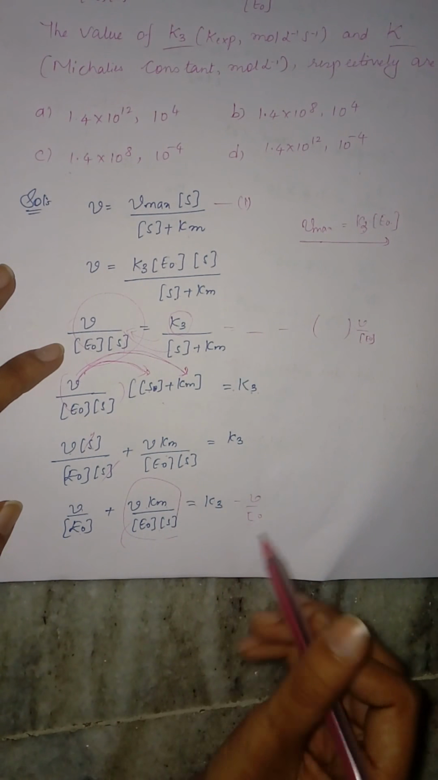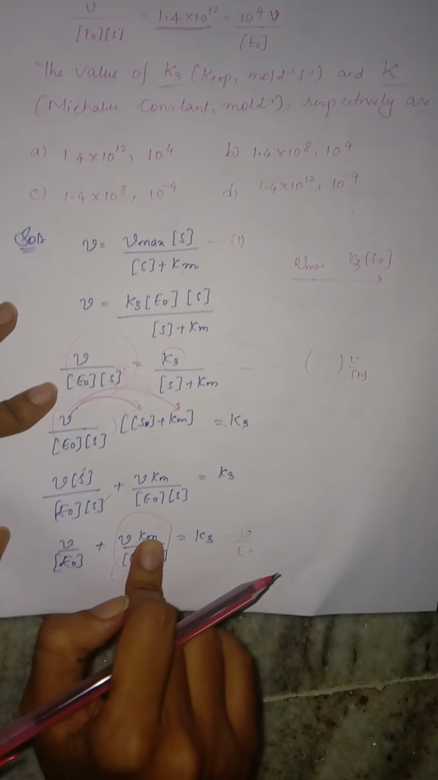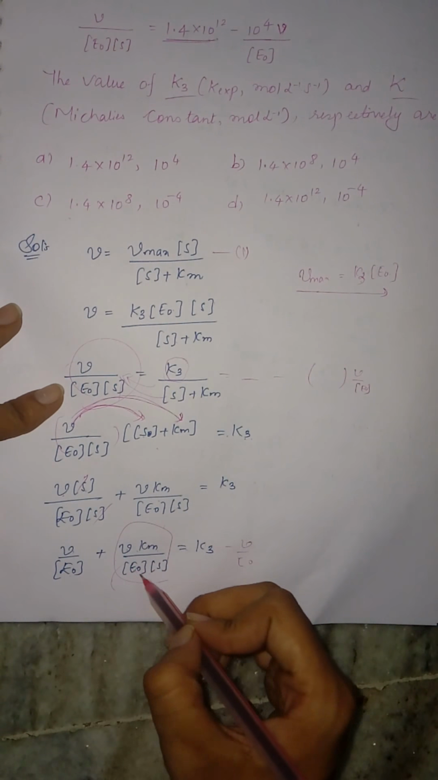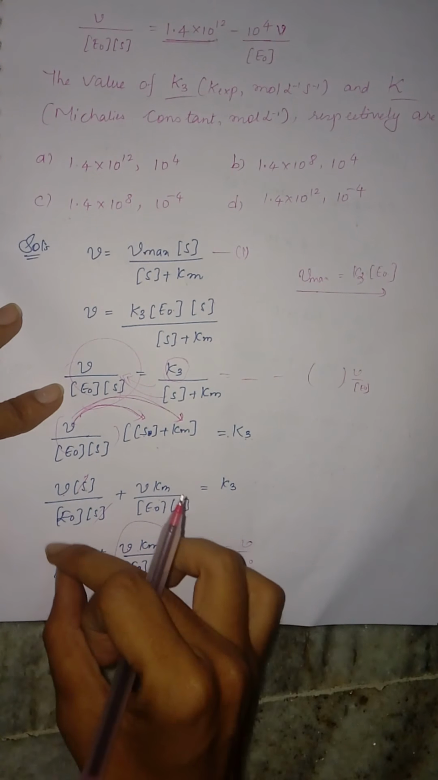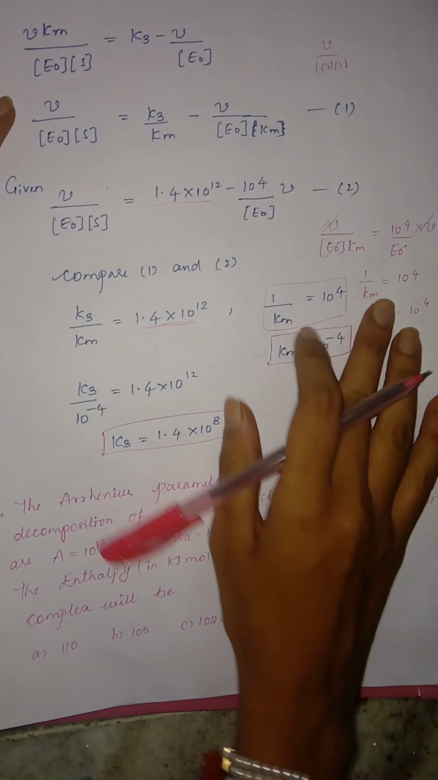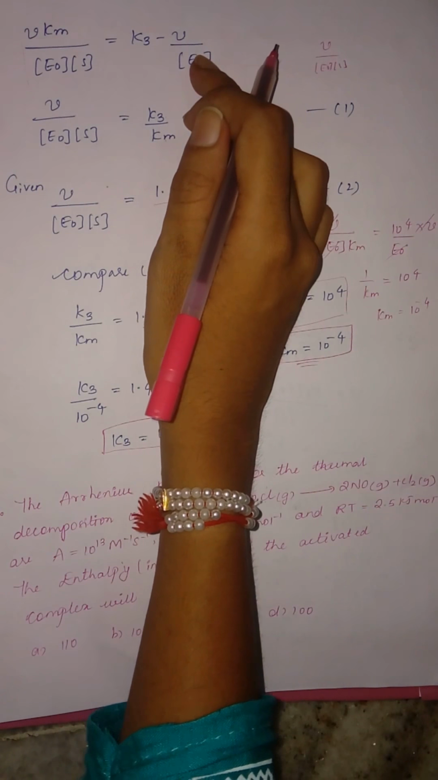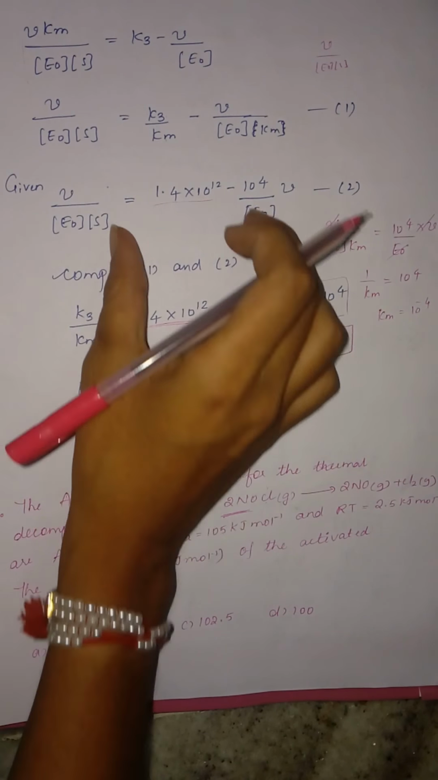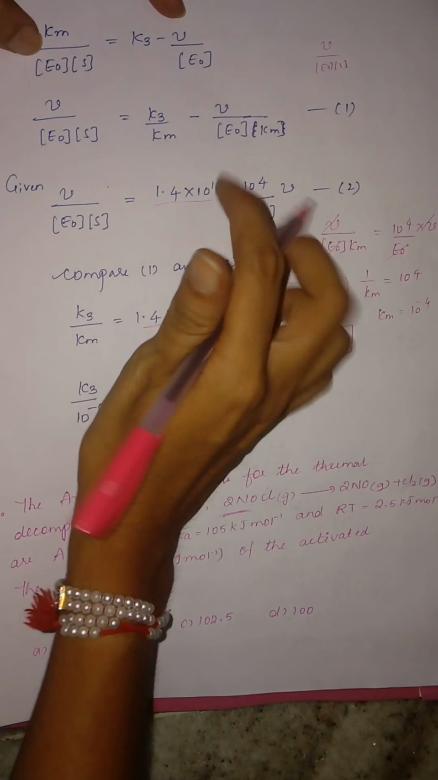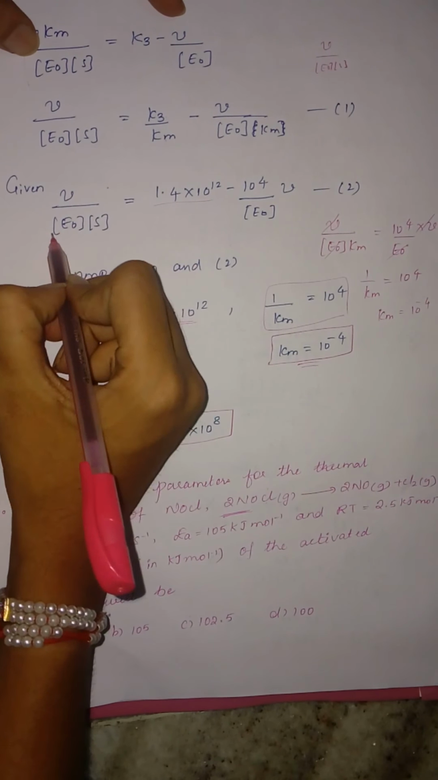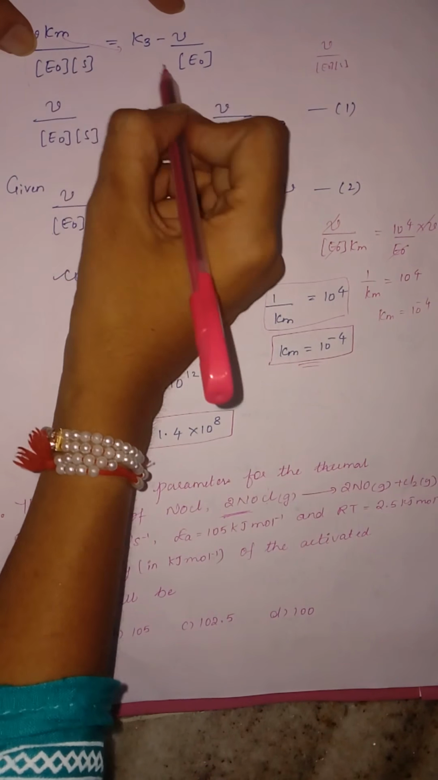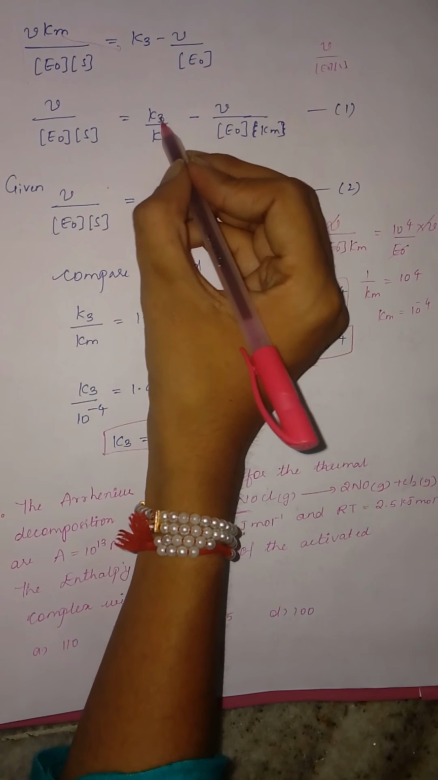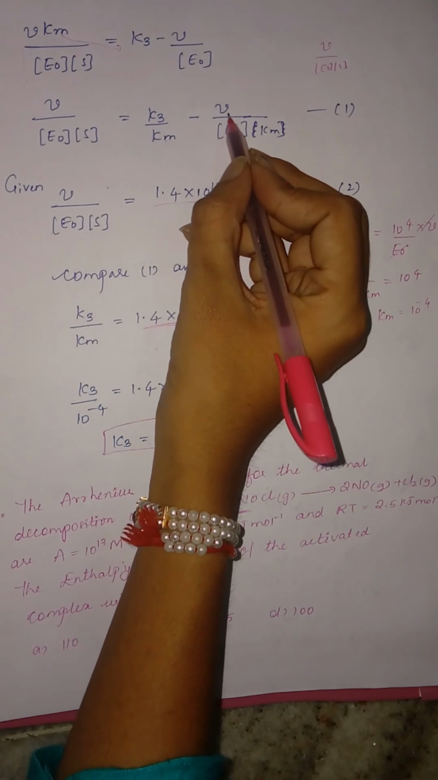Why? Because the given form is V by E naught into S, that is V by E naught into S I am getting over here. So this I equate to K3 minus V by E naught. Now after writing this form, compare it with the given form. Where is the difference you find? Km. This is the extra value when you compare with the standard given form. So you also take the Km to the right hand side. So K3 by Km minus V by E naught into Km.